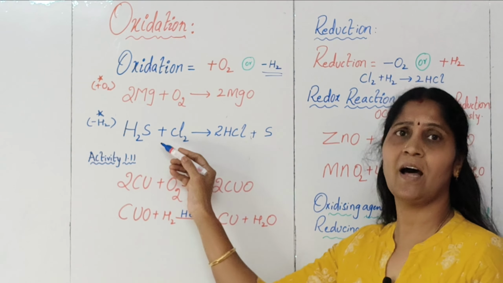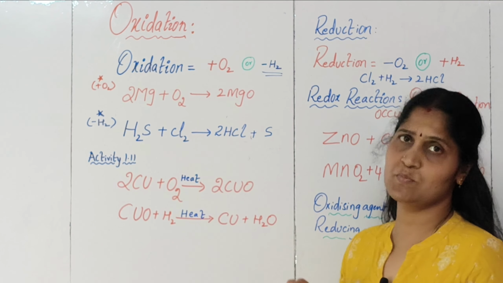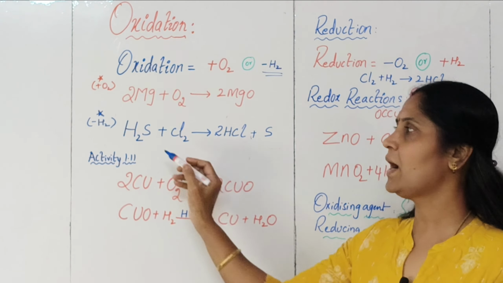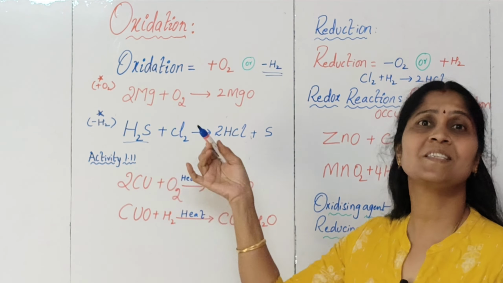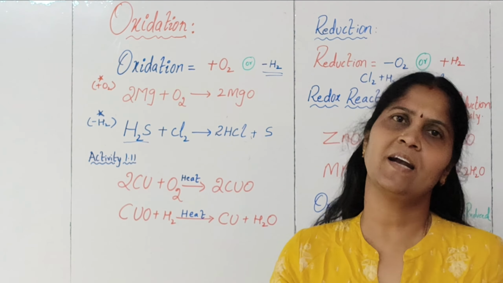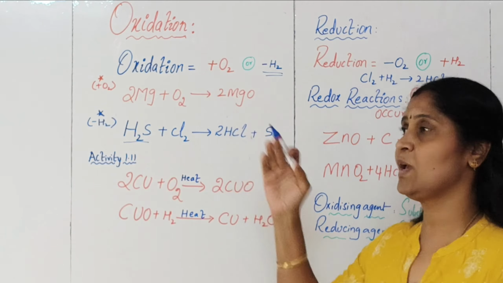If you want to see the other definition of oxidation, that is removal of hydrogen: when hydrogen sulfide reacts with chlorine like this, you have formation of hydrogen chloride and sulfur. So here from hydrogen sulfide, hydrogen is getting removed. So this is also an oxidation reaction. Like this, we can understand oxidation as addition of oxygen or removal of hydrogen through these equations.